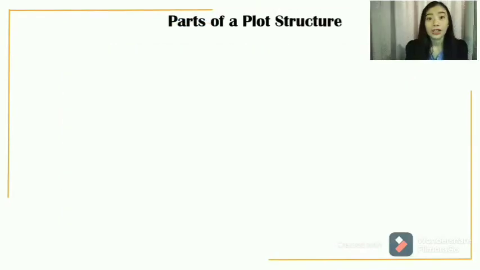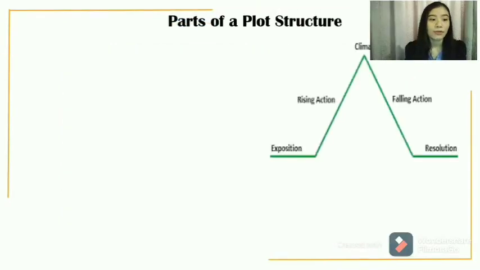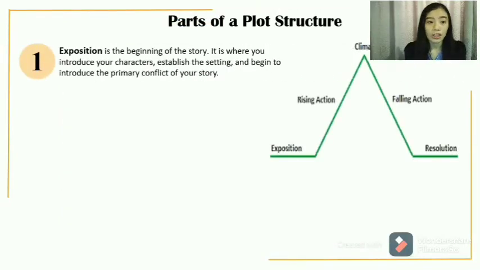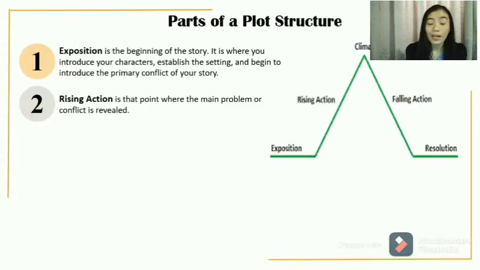Now, let's go to the parts of plot. First, we have the exposition. It is the beginning of the story. It is where you introduce your characters, establish the setting, and begin to introduce the primary conflict of your story. Number 2 is rising action. It is the point where the main problem or conflict is being revealed. So this is the part where the author will be identifying the conflict in his or her story.